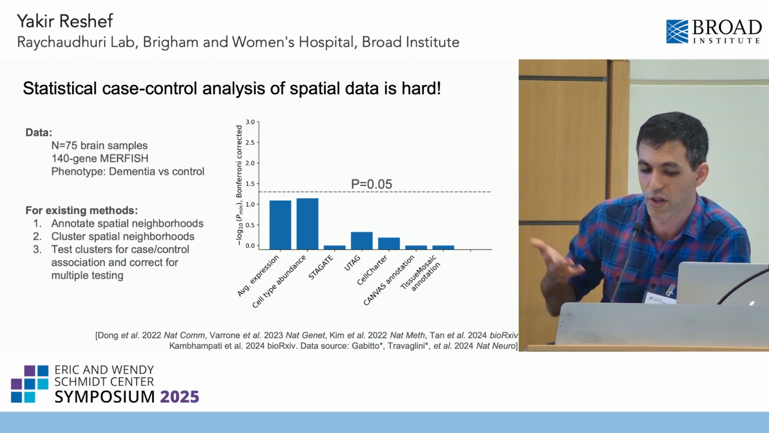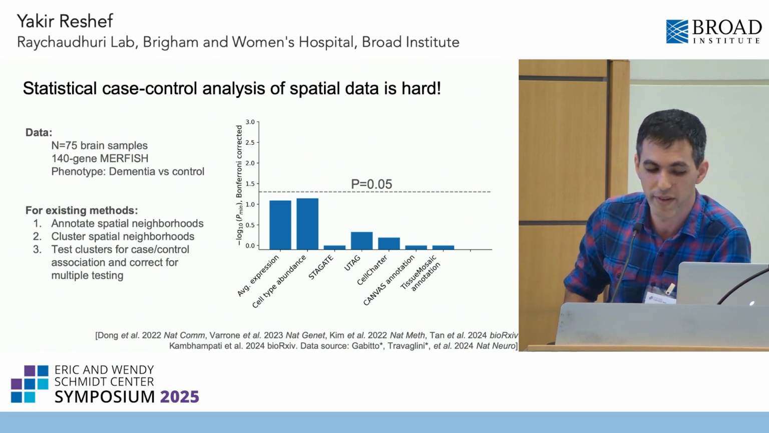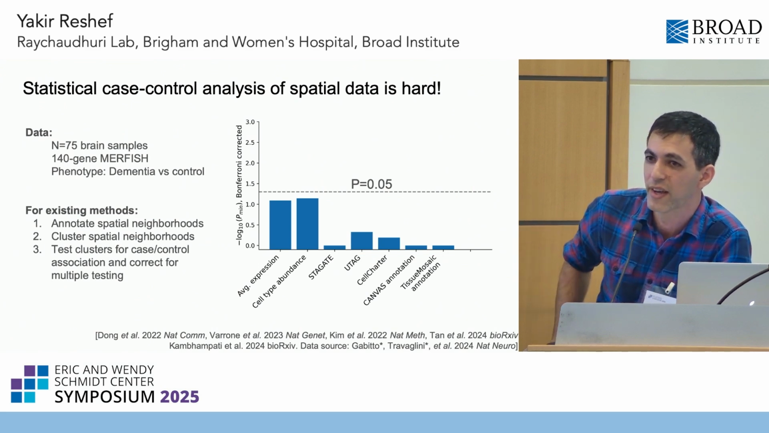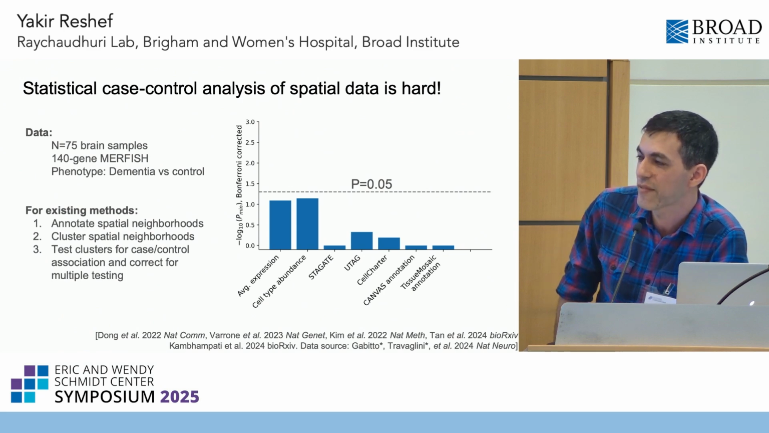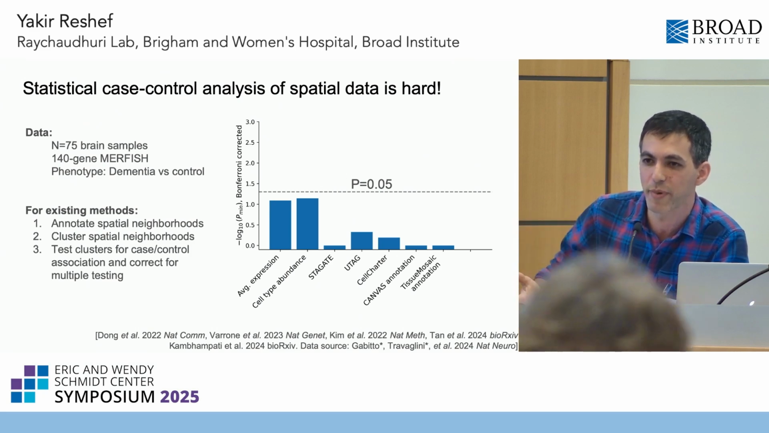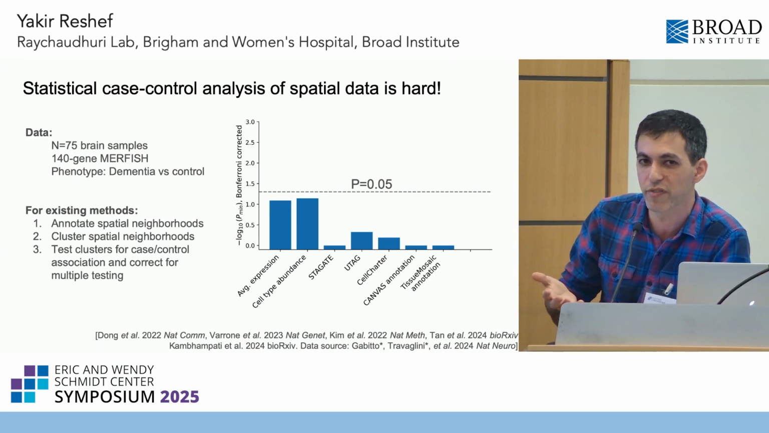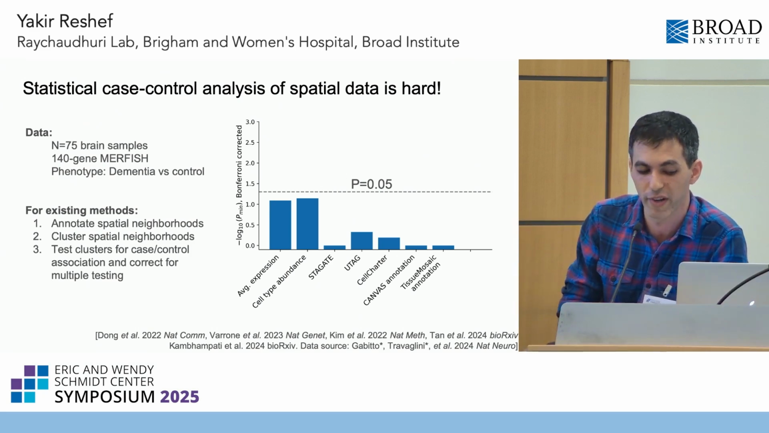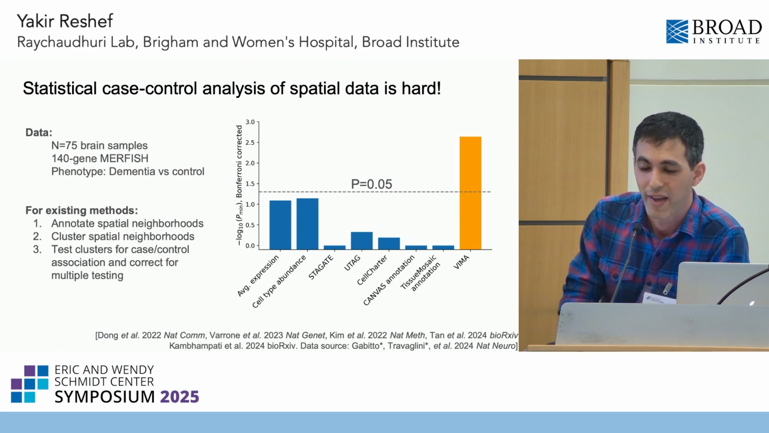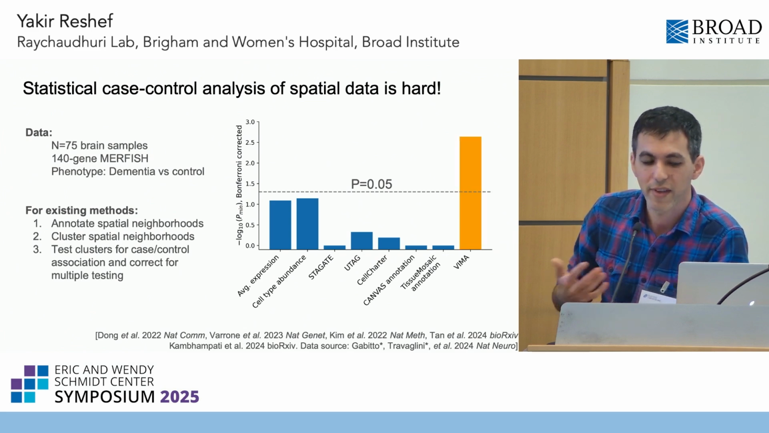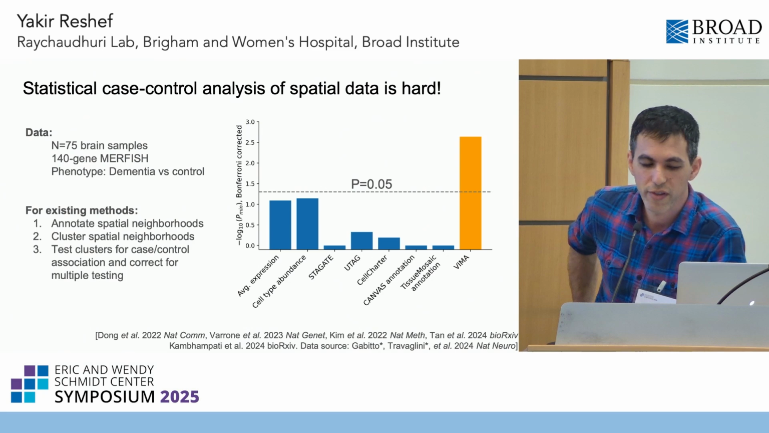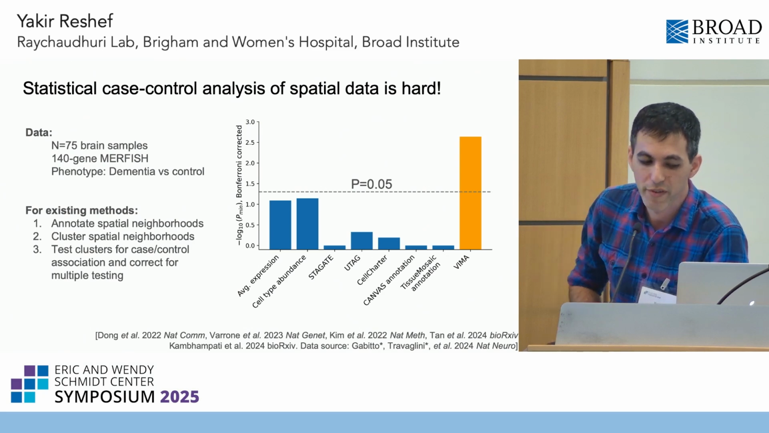This bar chart shows the log p-value we got with each method, and the dashed line is the significance threshold. And paradoxically, the more sophisticated methods on the right actually do even a little bit worse than the simple baselines on the left, which just represent each spatial neighborhood using its average expression profile or its cell type abundance profile. And as I'll get to later, this dataset does contain case control signals. We found those signals using the method we developed, which takes a bit of a different approach that I'd like to describe to you.